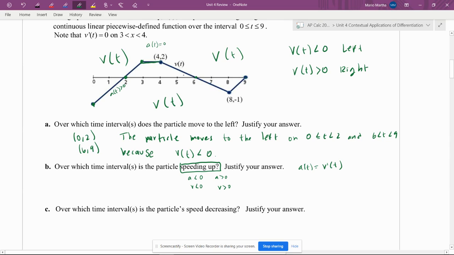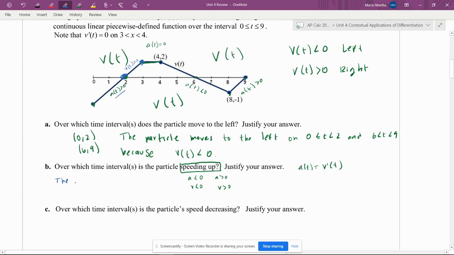And then from 4 to 8, a of t is negative. And then from 8 to 9, a of t is positive again, bigger than 0. So here again, one of the things we're looking for is when both of these are positive. So you can see that between 2 and 3, it should be speeding up because a of t is increasing and also v of t right here is greater than 0.